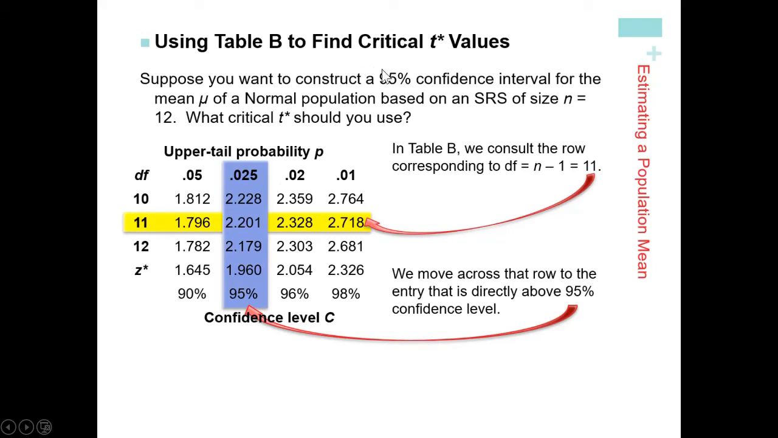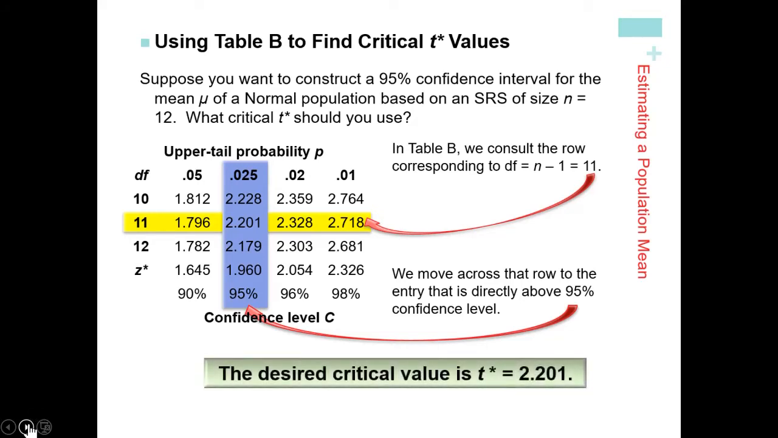And since we want our confidence level to be 95, we want to look in the 95 column, and 2.201 is in the 11 row in the 95 column. Okay, so the desired critical value is 2.201.